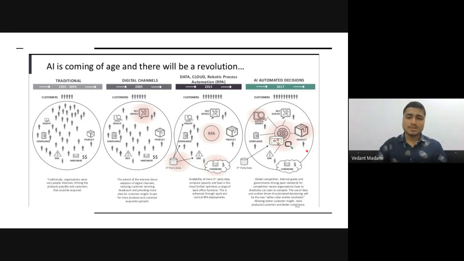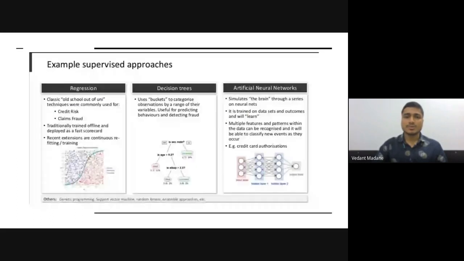So these were the major generations over which AI has developed to come to this point. Now you will see some supervised approaches. In the last slide, I told you about the general bifurcation into supervised and unsupervised, depending on whether human supervision is required or not. These are the three main examples of supervised approaches.